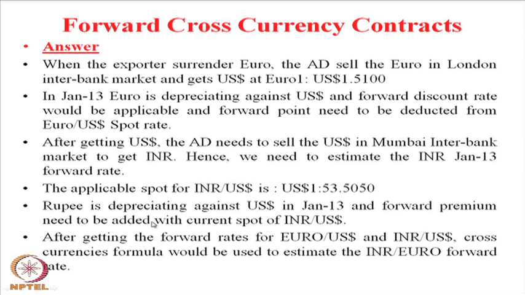So, here the rupee is depreciating, so you have to add the forward premium. After adding the forward premium for the month of January, you get the quote for INR and US dollar. After getting the forward quotes for euro-dollar and INR-dollar, you apply the cross currency to get the INR-euro forward rate. This is the process of calculation of the forward cross currency exchange rate.